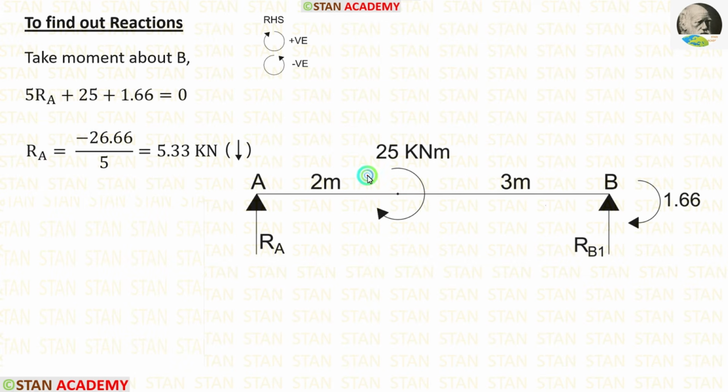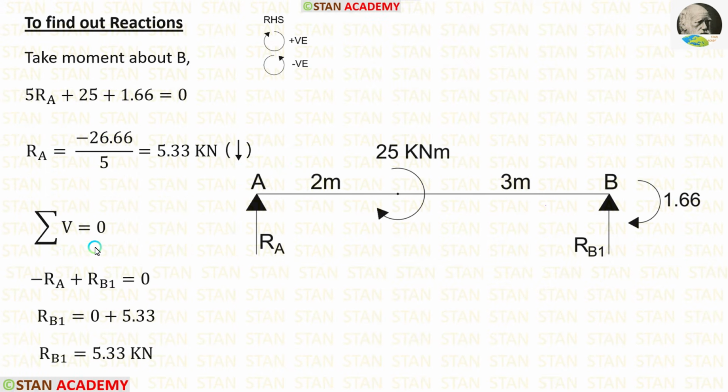Then there are two moments, 25 and 1.66. Both of them are acting in the clockwise direction, so both of them are positive. Finally, for RA, we are getting 5.33. For RA, we got a negative value. That means our assumption is wrong. We assumed that RA is acting upwards, but actually it is acting downwards.